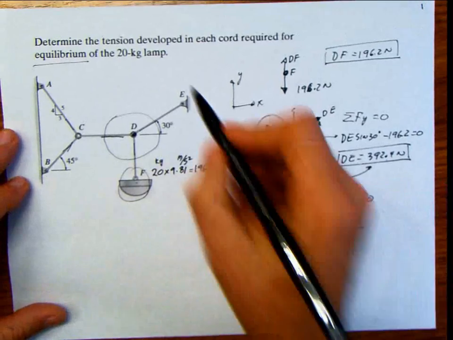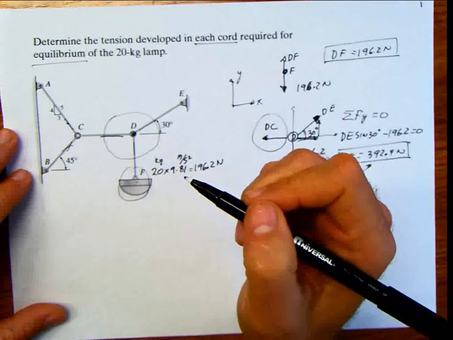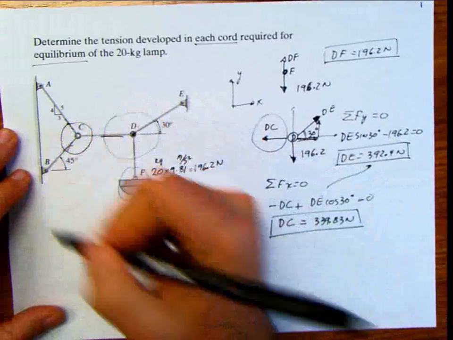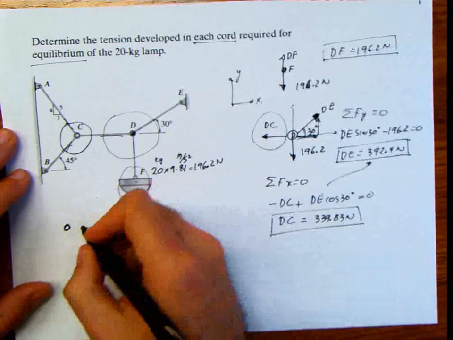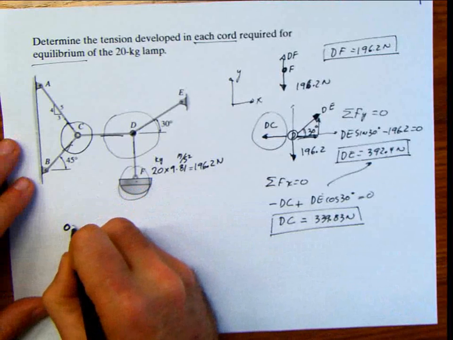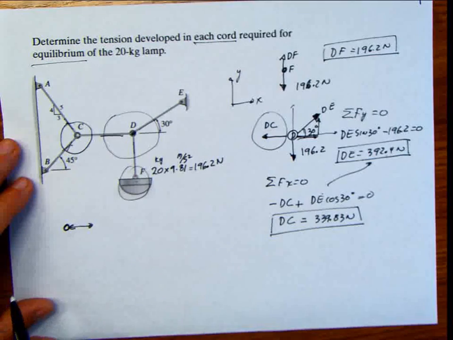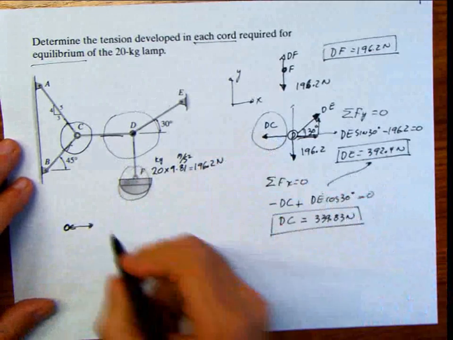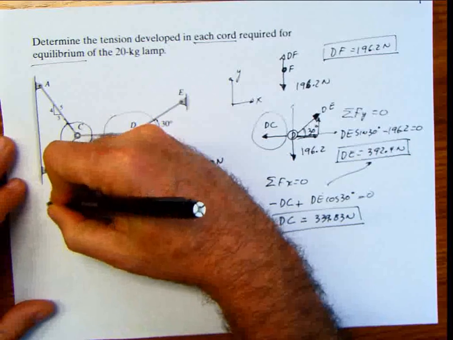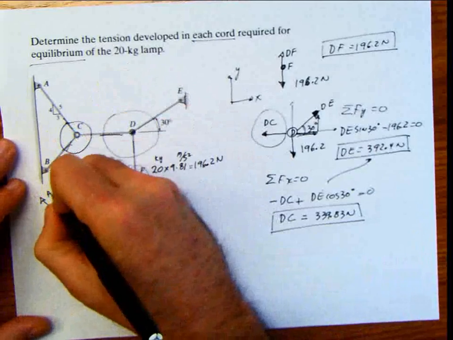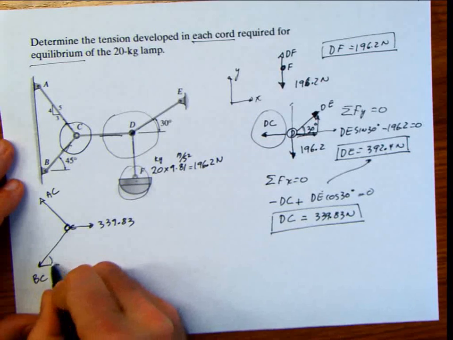We are not done. Because it says each chord, so that means that I need the chord AC and the chord CB or BC. Well, there's no big deal with that. I go to the joint C now, the particle C. This is my C particle here. And then I'm going to have this force, which is the force CD, which is in tension, and it's 339.83. And then I have this other force here, which is the force AC, and this other force here, which is the force BC, and this angle is 45 degrees.